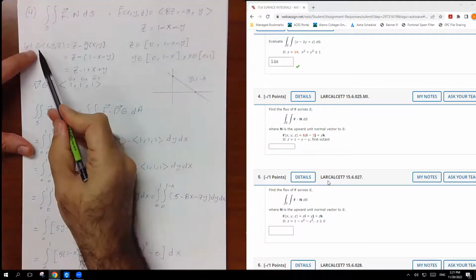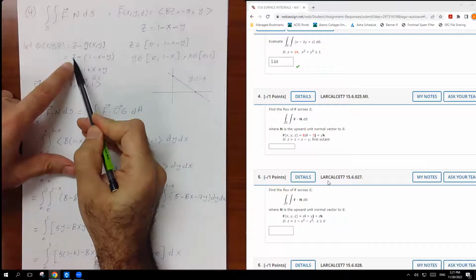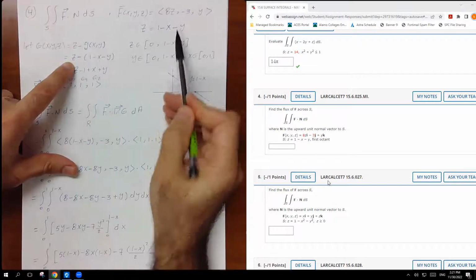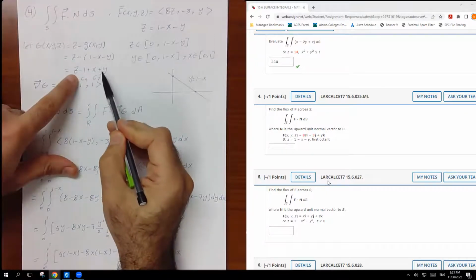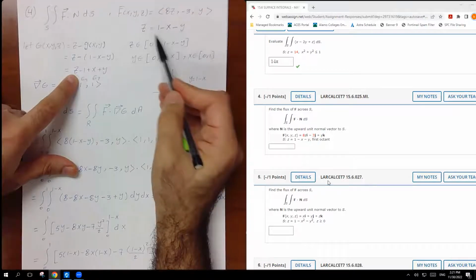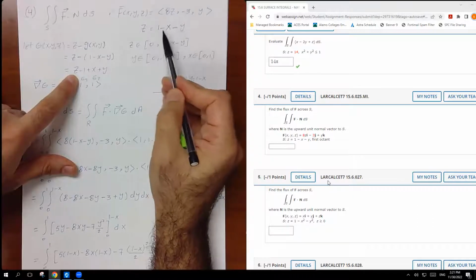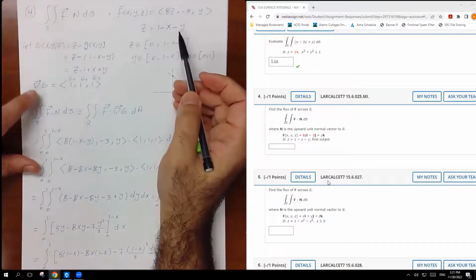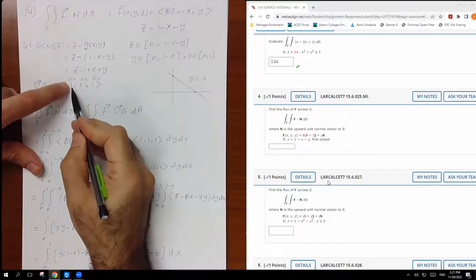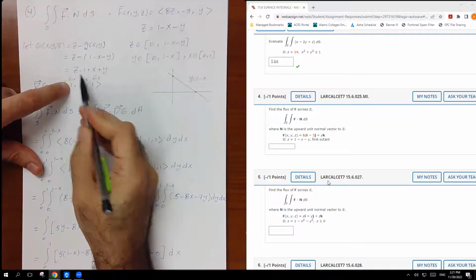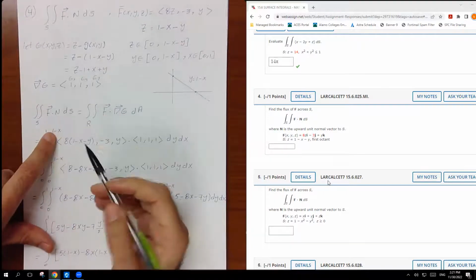So now let g of x, y, z equal z minus g of x, y. That means z minus 1 minus x minus y. So it's going to be z minus 1 plus x plus y. Or if you want to solve it for z, you move everything to this side, so it's going to be the same thing. So for the gradient of g, if you find the derivative with respect to x, g sub x is going to be 1, g sub y is going to be 1, and g sub z is going to be 1. So here's the gradient for g.